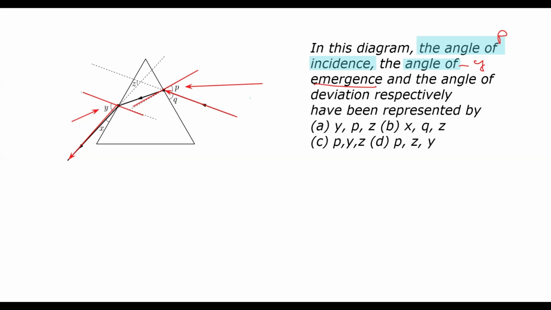And finally, what we have to identify is the angle of deviation. Well, the angle of deviation is what? The angle made by the incident ray produced forward and the emergent ray produced backward. So it should have been this, but these are vertically opposite, so they are equal. So Z is the correct answer here, for the last part. So it was P first, then Y, and then Z: P, Y, Z. So option C is correct in this case.